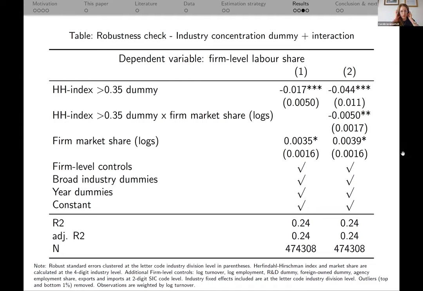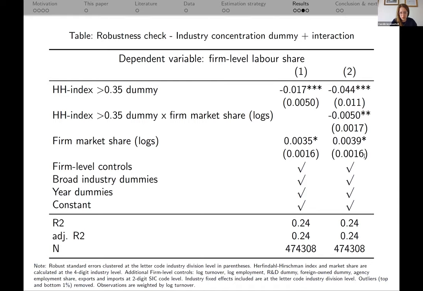One other check that I'm doing is using a dummy variable for concentration. I'm defining highly concentrated industries as those where the Herfindahl-Hirschman index is above 0.35, which I think is the 75th percentile of the distribution. I'm interacting this dummy with the firm-level market share. Again, the industry effect stays negative. Then we also have a small negative interaction effect, but the firm-level effect stays positive, although it's just marginally significant.